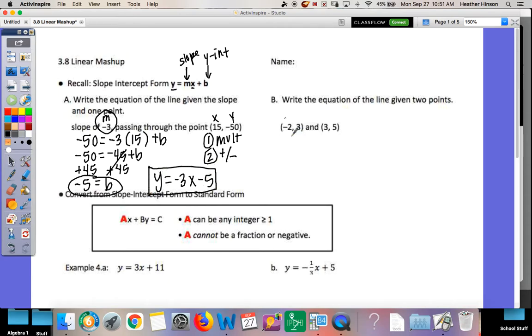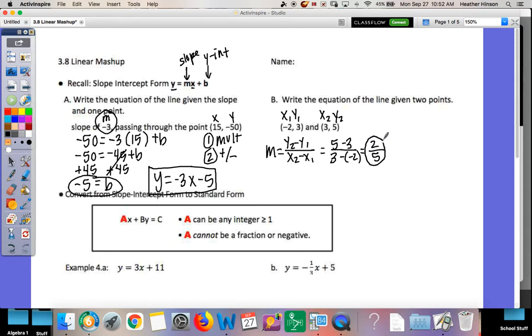Okay, what if we're not given the slope? To find the slope, we use our slope formula. So our y2 minus y1 over x2 minus x1. So we have x and y of our first point, x and y of our second point, and we just plug those in. 5 minus 3, 3 minus negative 2. And when we plug that into the calculator, we're going to get 2 over 5.